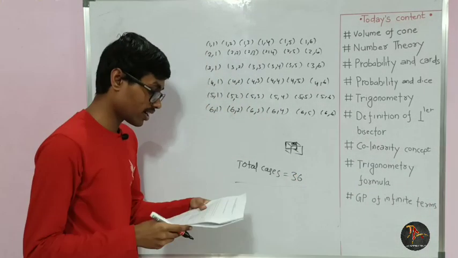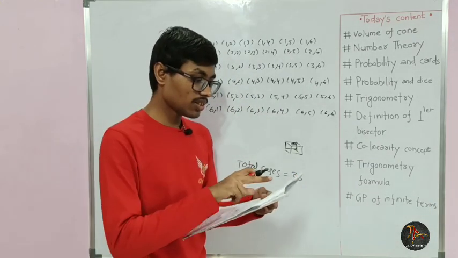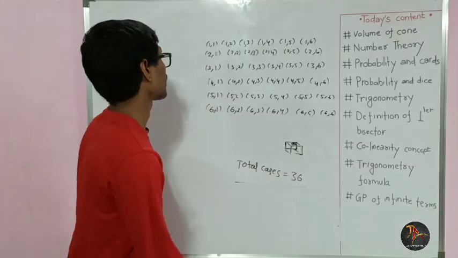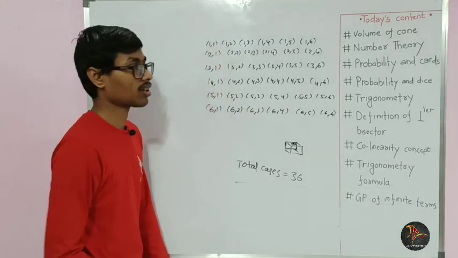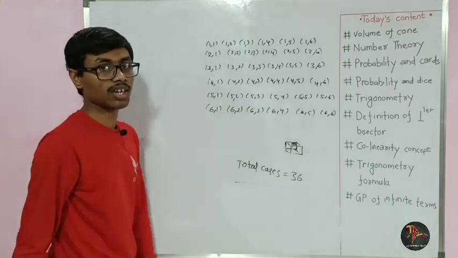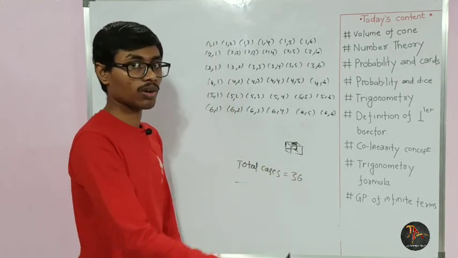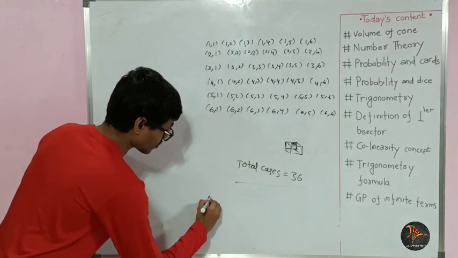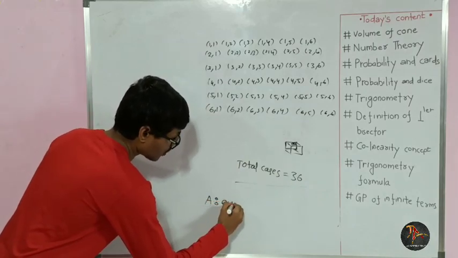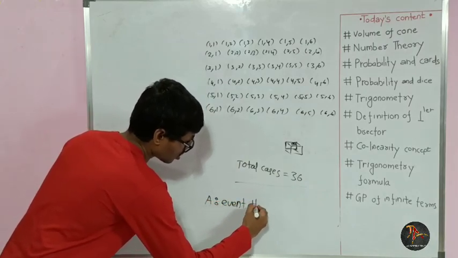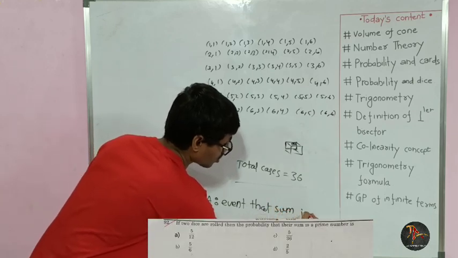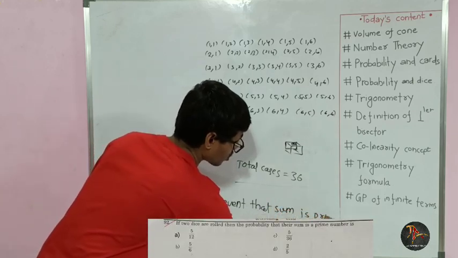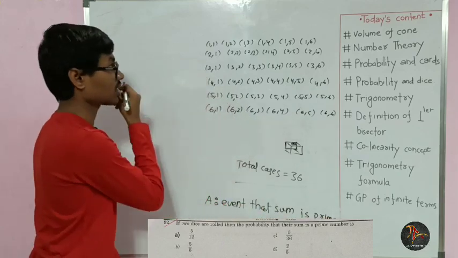Now we have to find those cases in which the sum is a prime number. So we have to find first number plus second number. If first number plus second number is a prime number, then we suppose A is the event that the sum is a prime number. So how many such events can there be?